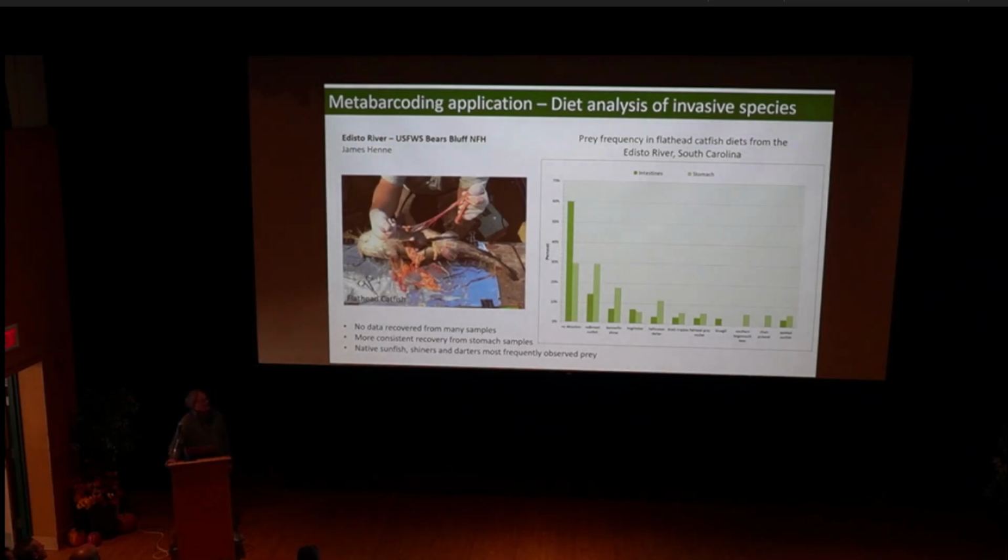Here's a different application. So this is a diet analysis project. This is a diet analysis on flathead catfish, which are also invasive species. This is in the Edisto River in South Carolina, Bears Bluff National Fish Hatchery. And what they would do is they would go out and capture these flathead catfish, and their stomachs were often empty. There was an interest in, well, what are these things actually feeding on? How are they impacting the native fish? There's nothing in their guts to really identify.